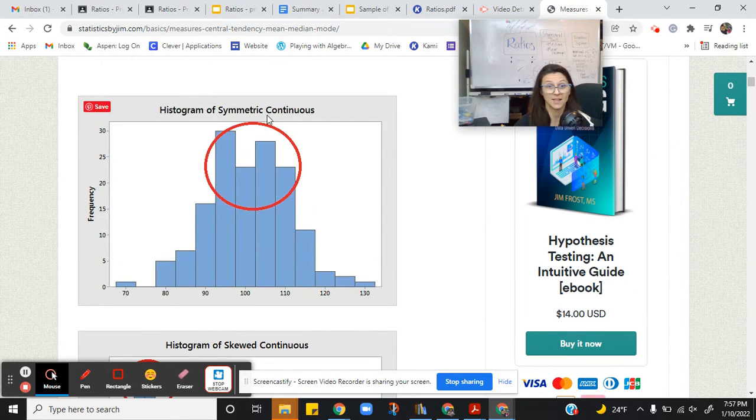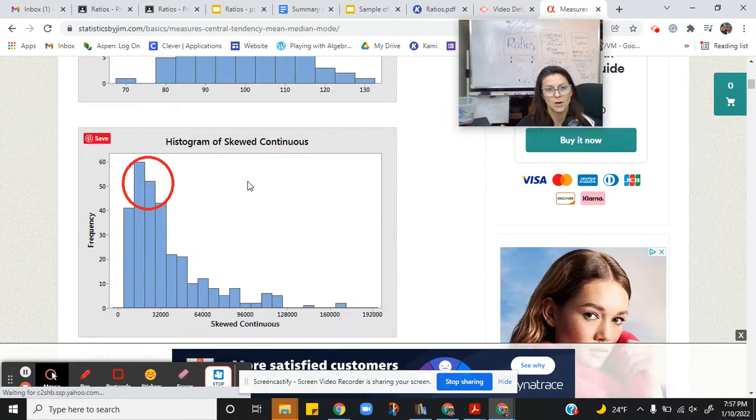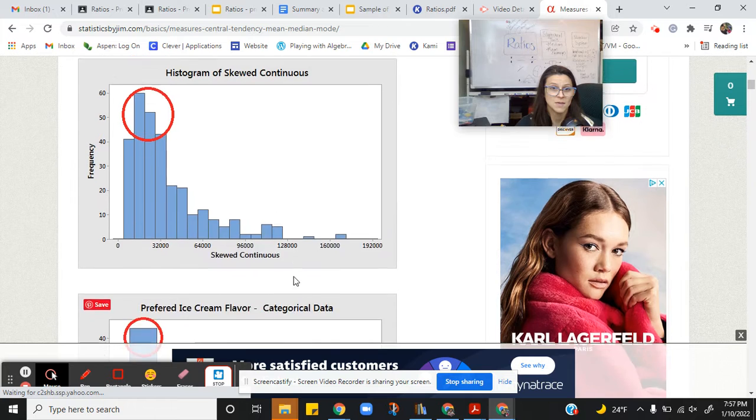So you see here, this is a histogram of a symmetric continuous data set. It peaks in the middle. The mode and the mean and the median are all pretty close. Here, this is categorical data. You can only find the most common. You can't calculate median or mean.